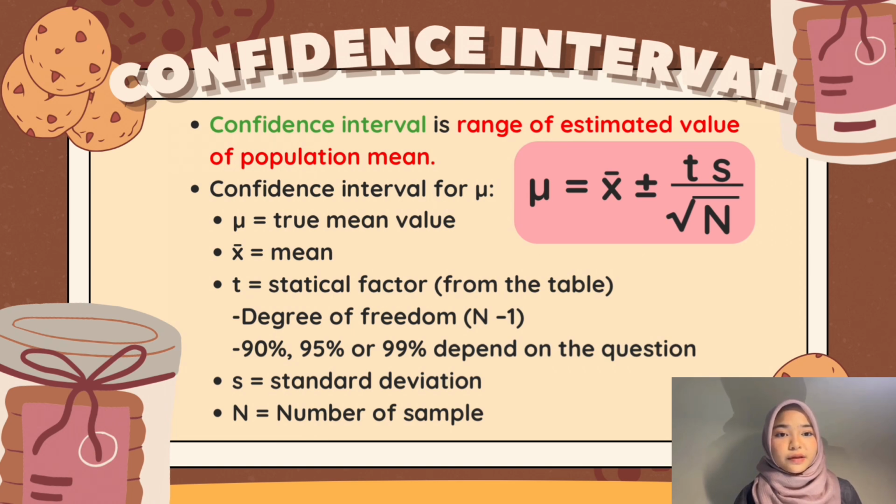To know the value of the statistical factor from the table, we need to know the degree of freedom and the value of confidence level. To know the degree of freedom, we minus 1 from the number of samples. For confidence level, it is either 90%, 95% or 99% depending on the question.